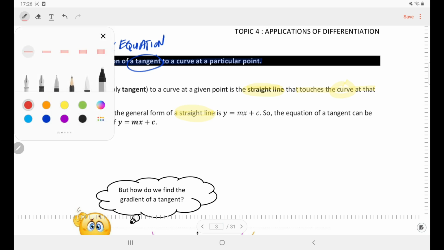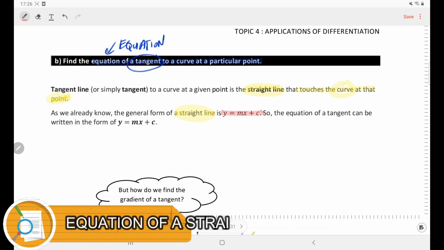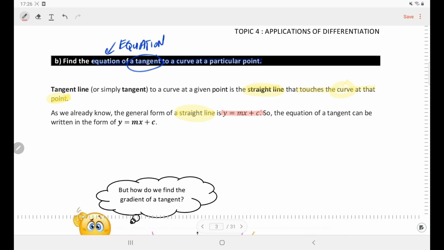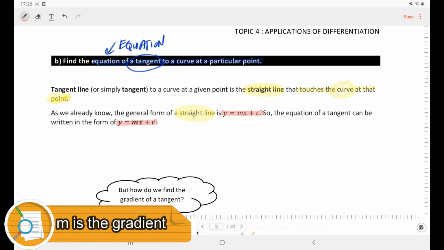Okay, so ini apa yang kita dah belajar before this. Okay, y is equal to mx plus c adalah persamaan kepada garis lurus. Okay, and the equation of a tangent can be written in this form. Jadi itulah kita punya persamaan yang kita kena cari. We need to find m and c. Okay, m is the gradient.